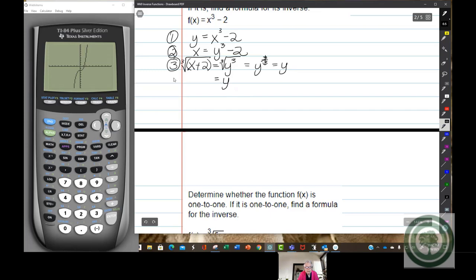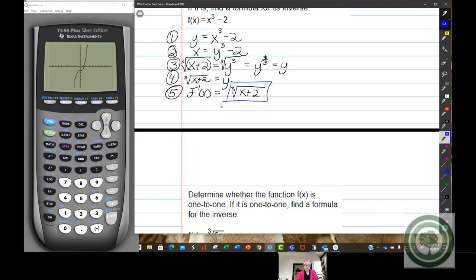So y equals the cube root of x plus 2, and what that means is f inverse of x equals the cube root of x plus 2. And we'll put our blue box around it. So that's what you put in the answer box, the cube root of x plus 2.